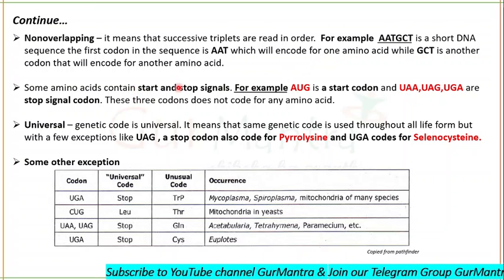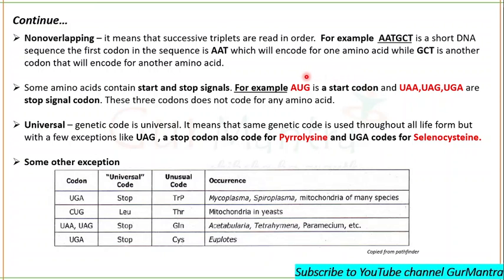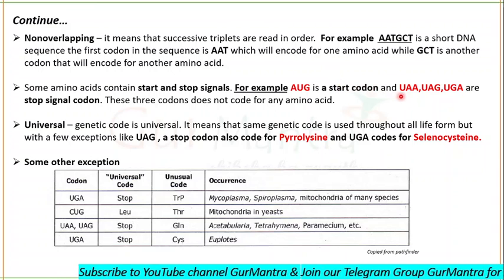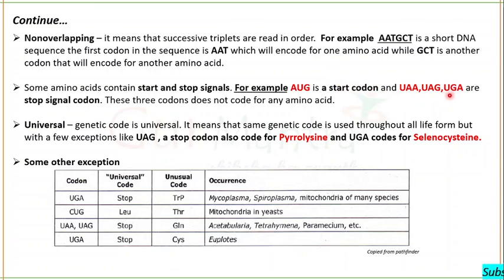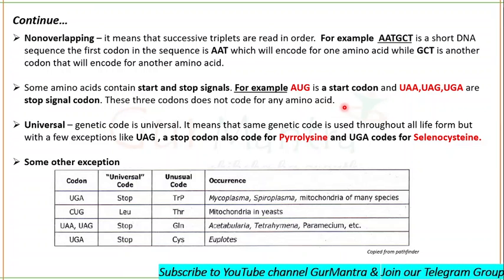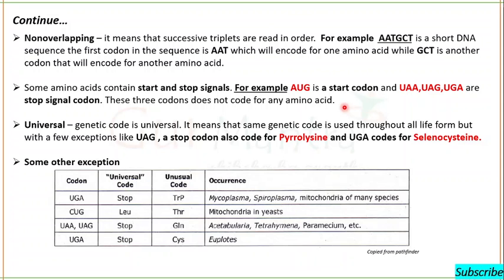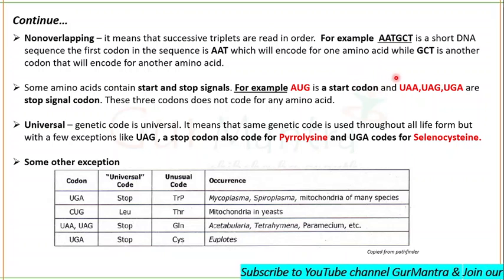So some codons are start and stop signals. For example, AUG, which is a start codon, encodes for methionine. It acts as a start codon, and UAA, UAG, UGA, these are the stop signal codons. These three codons do not code for any amino acid. Remember, we have 61 amino acid codons and 3 are the nonsense codons, or we say stop codons. Total 64 codons we are having.